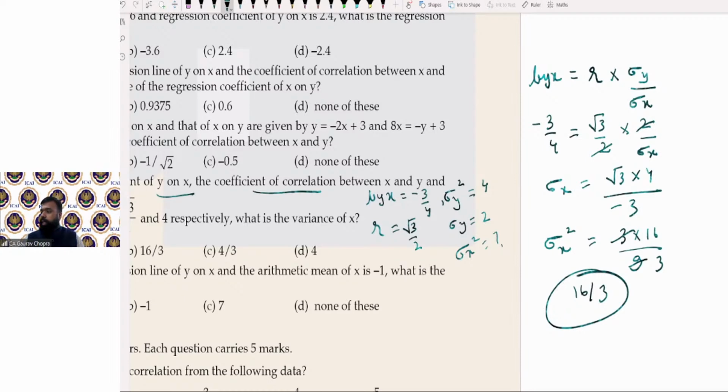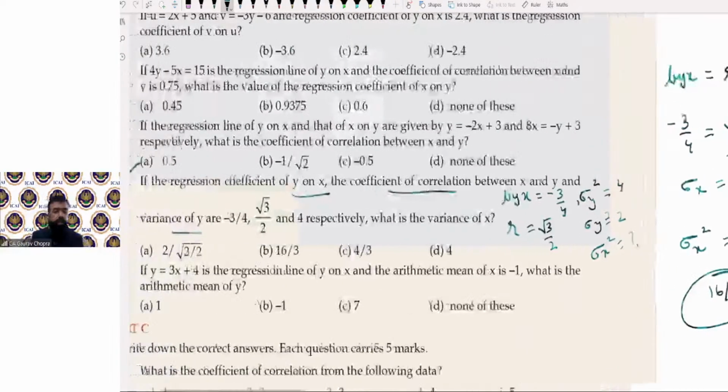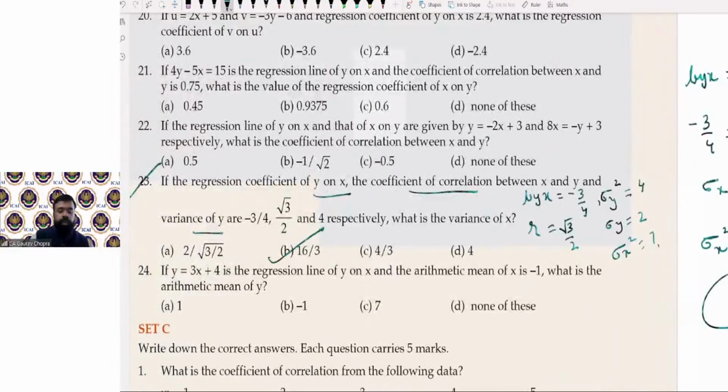Vivkesh Kushwa is saying, can I ask one question? Yes, you can let me know which question is the doubt. You can ask your doubt here, no need to worry. So 16/3 is the answer, option number B.